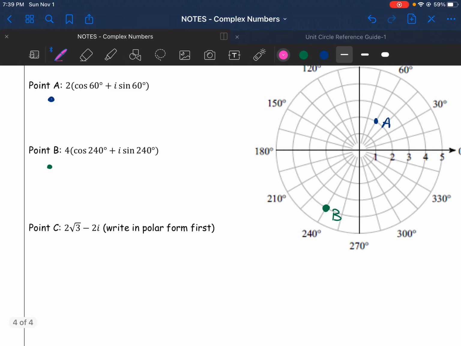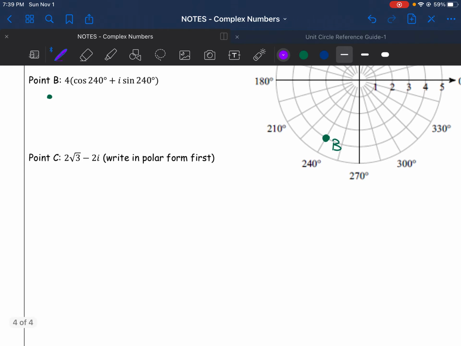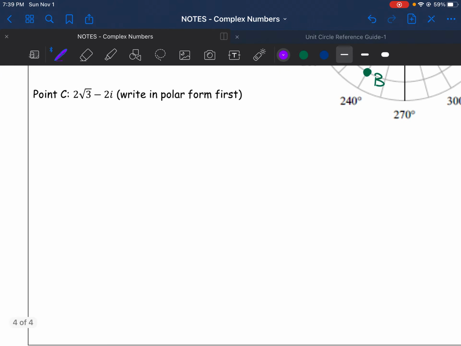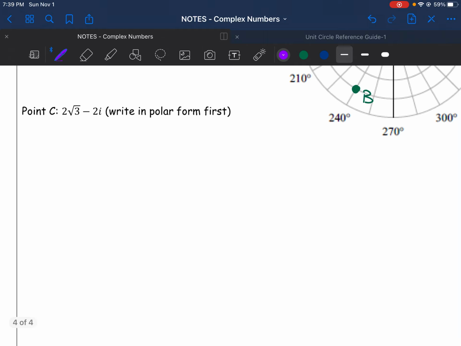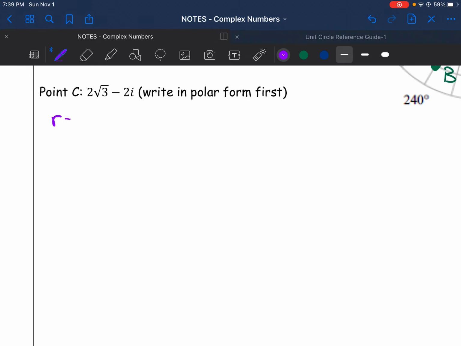And then lastly, I'll go with purple here. We want to put point C at 2 root 3 minus 2i. Now notice this is in rectangular form. We need to change it to polar form first. So let's go through that exercise. For polar form, we need the modulus r and the angle theta. Let's start by finding the modulus r. So r would be the square root of 2 root 3 squared plus negative 2 squared.